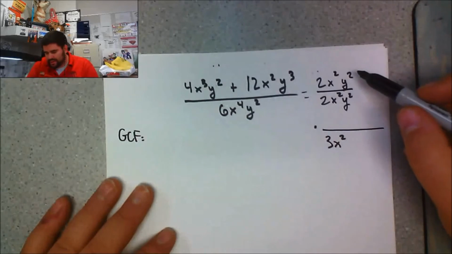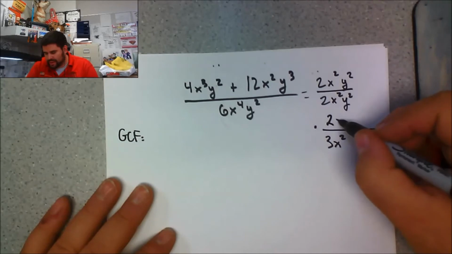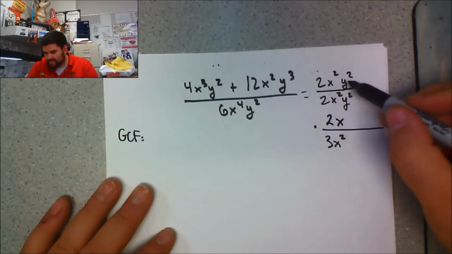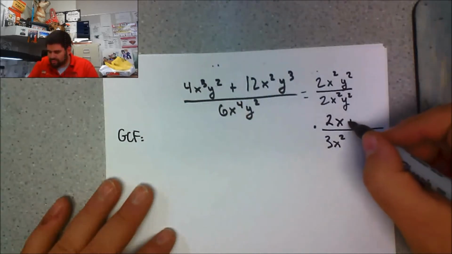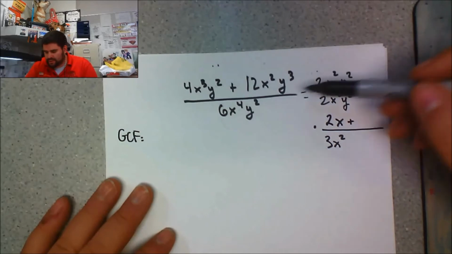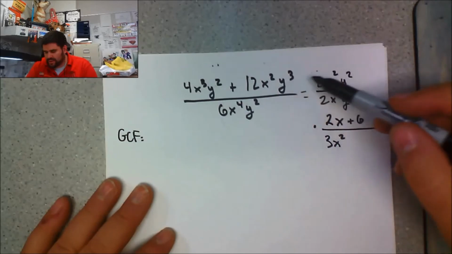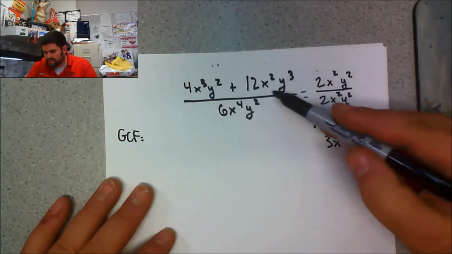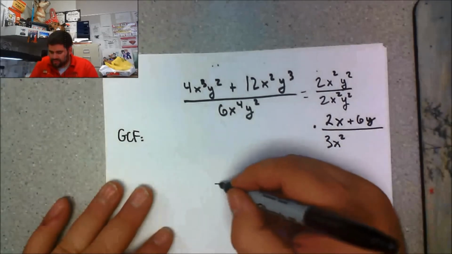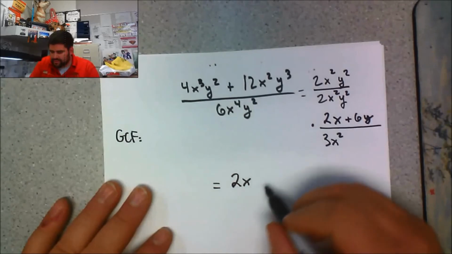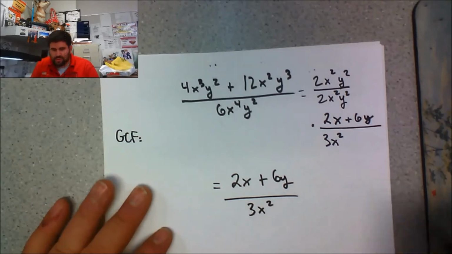Now the top, I need to multiply 2x squared y squared by 2x, because if I do any more y's, it's not going to work. That's my first expression. I put a plus for the next. I know that 2 times 6 would give me 12, so there's a 6. I already have the x squared here, so I can't do an x, but I need one more y. And there you go, that's my expression. I'm going to rewrite it down here: 2x plus 6y over 3x squared.